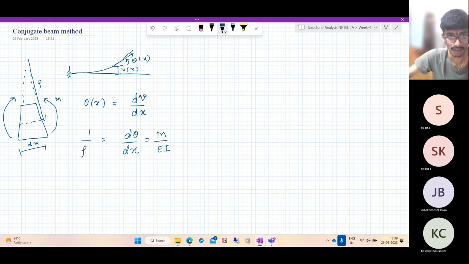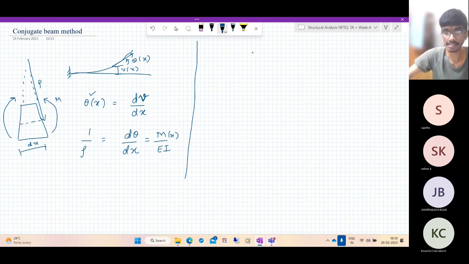So these are kinematic relations. You have a deflection field v. The rotation is given by its first derivative. And the first derivative of the rotation with respect to x gives the curvature, which in turn is related to the moment as m of x by EI. So this is one system.